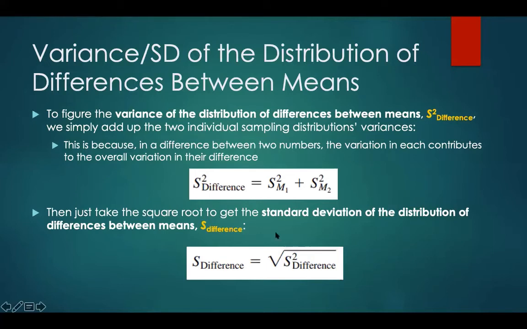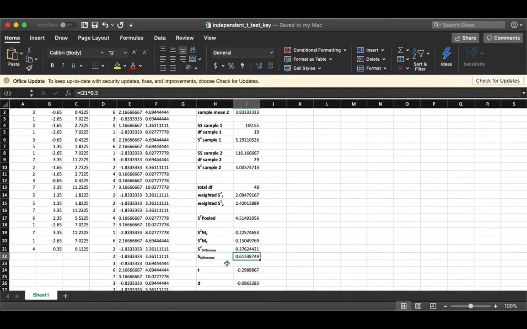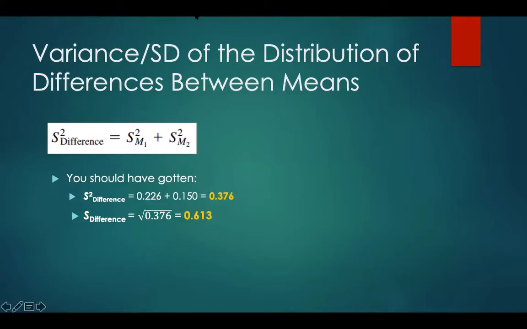Then just take the square root to get the standard deviation of the distribution of differences between means, so S of difference. And you can do that in Excel by simply raising your S squared difference to the 0.5 power. So these are the two values you should have gotten.